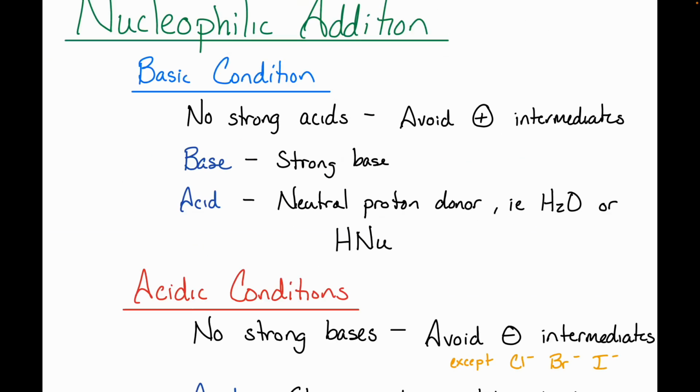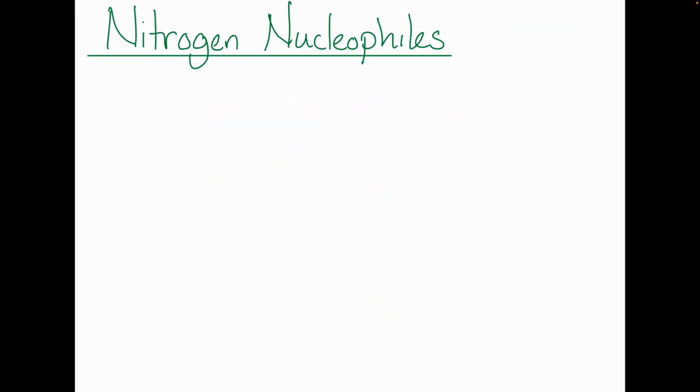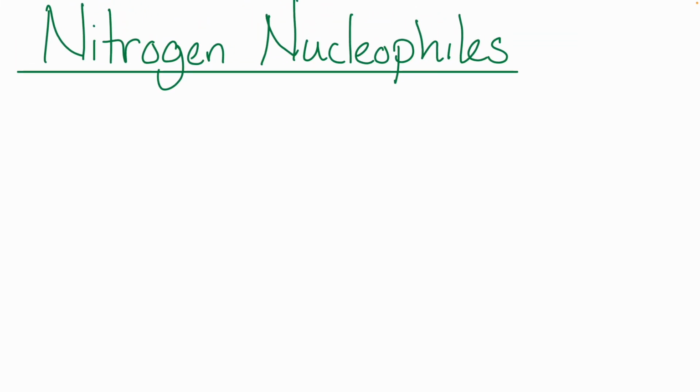Yeah, we got to pay attention to whether it's acidic or basic conditions, but we don't really have that much to consider outside of our mechanism, right? Unlike epoxides where we got a different product whether it was acidic or basic conditions. That's not the case here. All it's going to do is influence the intermediates that we see in our reaction mechanism. Okay? So up until now, our nucleophiles have kind of been doing the same thing over and over again. Our nitrogen nucleophiles are going to behave a little bit differently.